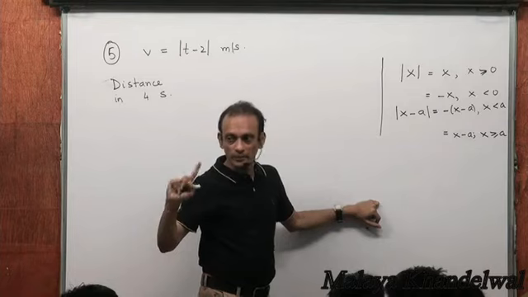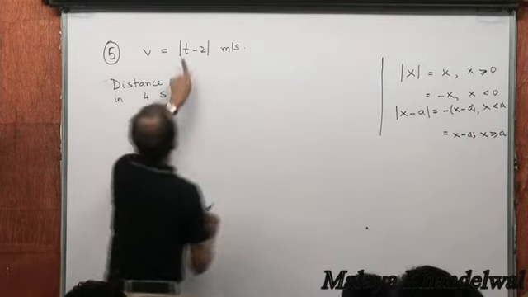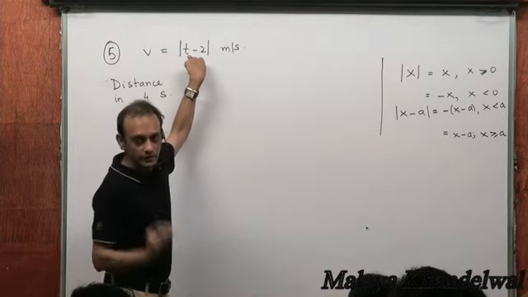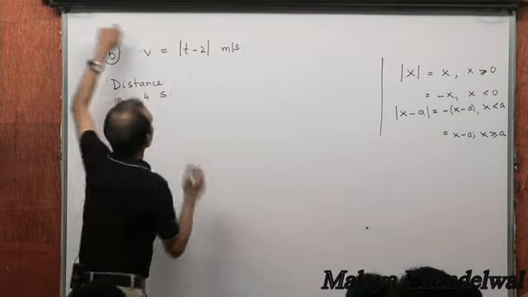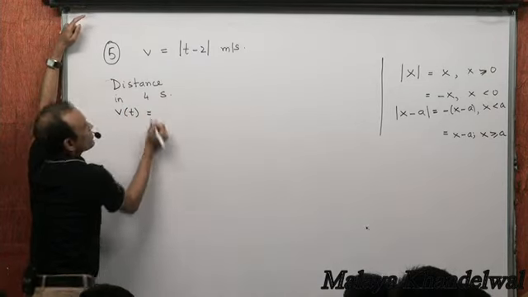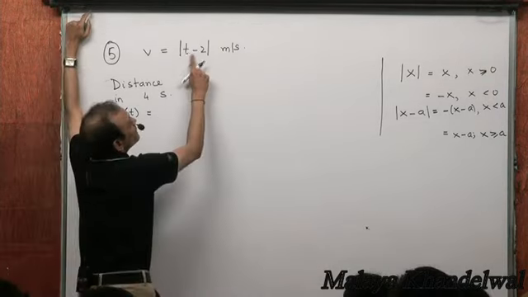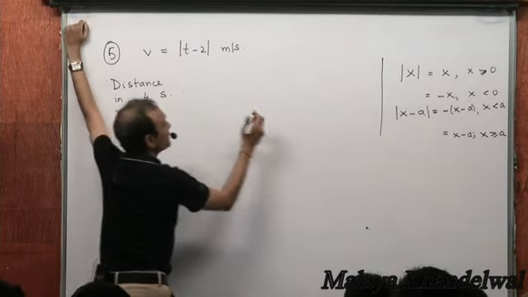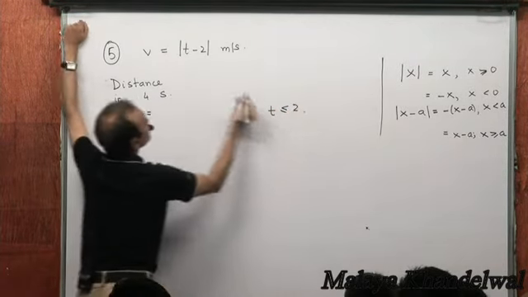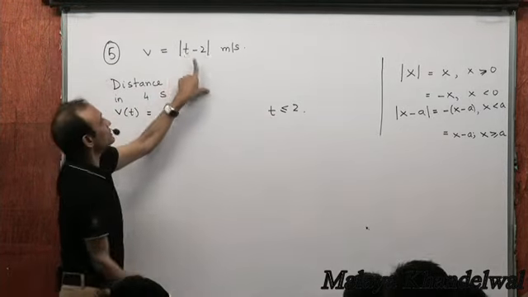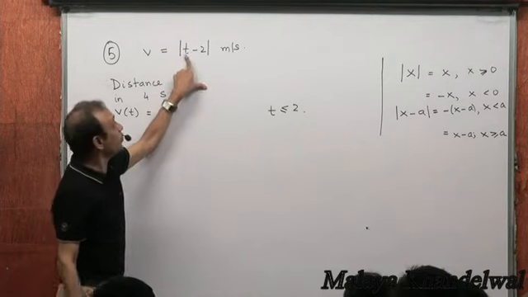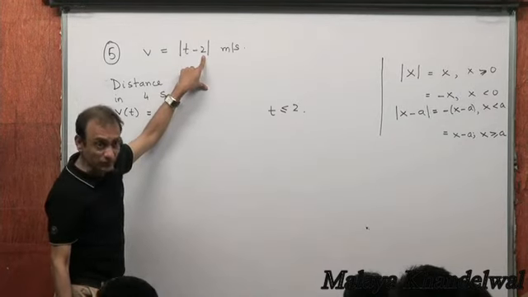Got me now? So now, let me trim the velocity in terms of elementary entities. Velocity as a function of time is given by, now t could be less than 2, up to t less than or equal to 2. What's the velocity? When t is less than or equal to 2, t minus 2 will be negative, and mod of a negative number would be the negative of the number.